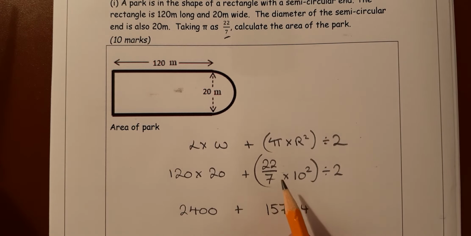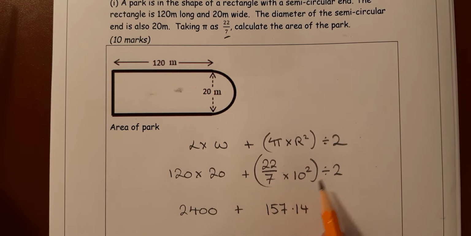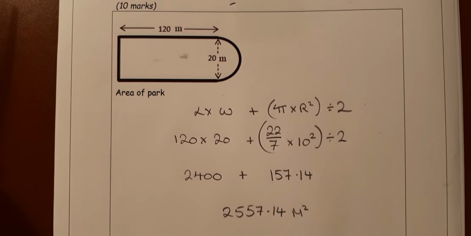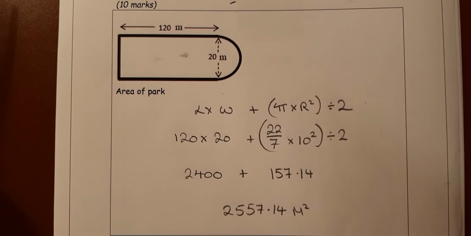This can all go into your calculator in this format. Open the bracket, 22/7 multiplied by 10 squared, close the bracket, divide by 2, and you get an answer of 157.14. Add the two of them together, and we get 2,557.14 meters squared. Don't forget our meters squared for the area of the park.